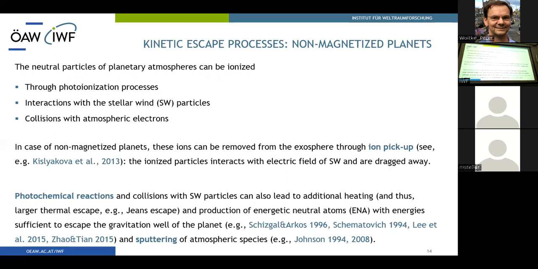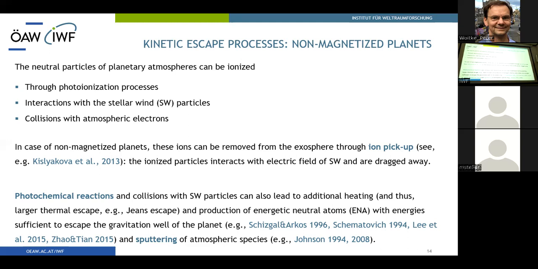In case of non-magnetized planets, these ions can be further removed from the uppermost layers of the atmosphere, for example, through the ion pick-up process, where the charged particle interacts with the electromagnetic field of the stellar wind and can be dragged away. But also, a large fraction can be done by the photochemical reactions, such as photodissociation in addition to ionization, and the collisions with solar wind particles, which can lead to additional heating, which intensifies any type of the thermal escape, or the production of the energetic neutral atoms, which have energies sufficient to escape Jeans-like.